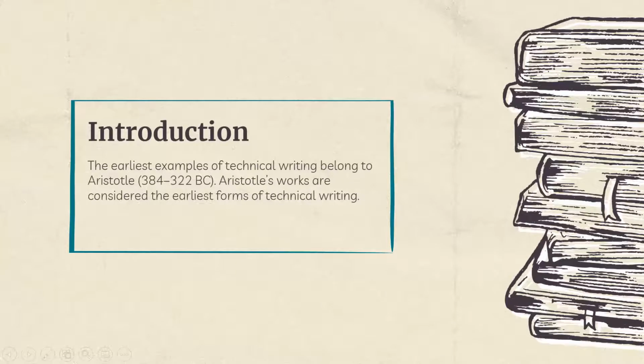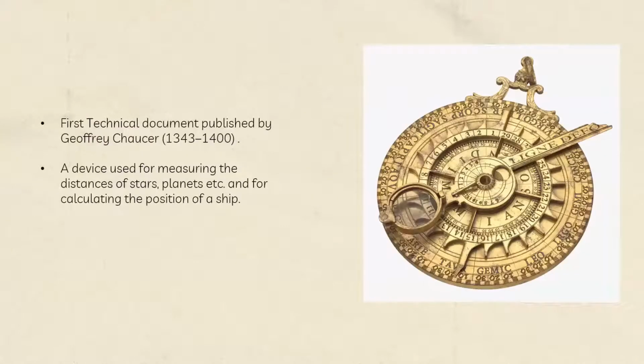Sounds interesting, right? Because all we see is GitHub documents or PDF documents or Word documents, but it started way back. The first literal example of a technical document published in English was created by Geoffrey, and it was a scientific treatise on the astrolabe. If you ask me what this device is, it was a device for measuring the distance of stars, planets, and other celestial bodies, and for calculating the position of a ship. That work brought him fame during his lifetime as an author, philosopher, and astronomer.